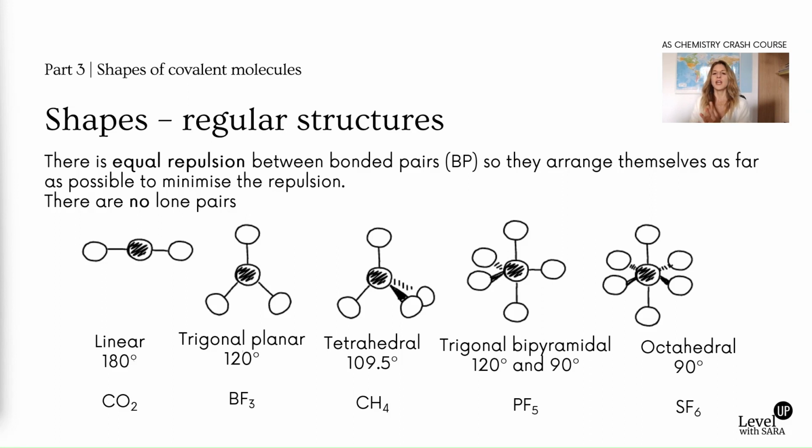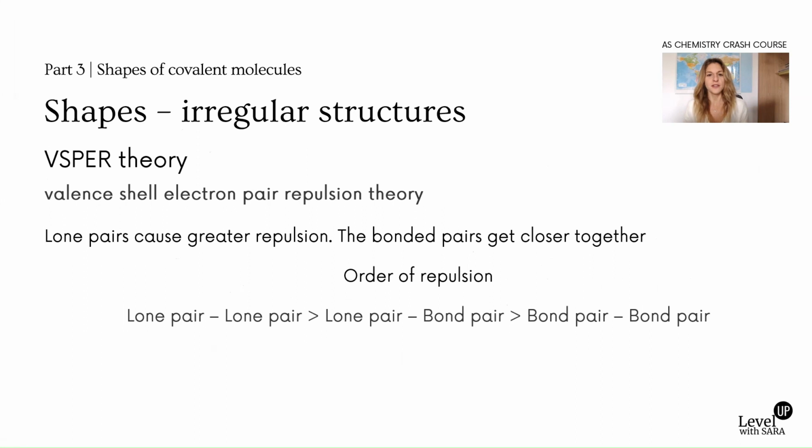But now let's talk about what happens if we have irregular structures. The first thing is to understand this theory called VSEPR theory, which is valence shell electron pair repulsion theory. Why? Because lone pairs cause a greater repulsion, while the bonded pairs get closer together. So this is the order of repulsion, and this will affect the bond angle. Lone pair to lone pair is the biggest repulsion. Lone pair to bond pair is second. Bond pair to bond pair is the least repulsion.